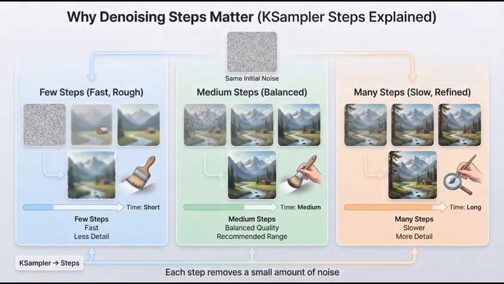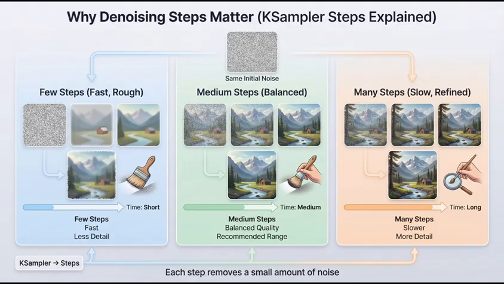Now we talk about denoising steps. Steps control how many refinement passes the model performs during generation. Each step removes a small amount of noise. The image is not created in one action. It is refined little by little, step by step. When you increase the number of steps, the model has more chances to clean up noise and add detail. When you decrease the number of steps, the process is faster, but the image can look rough or incomplete.